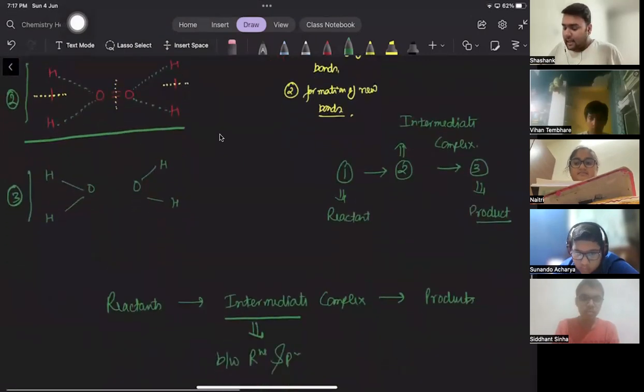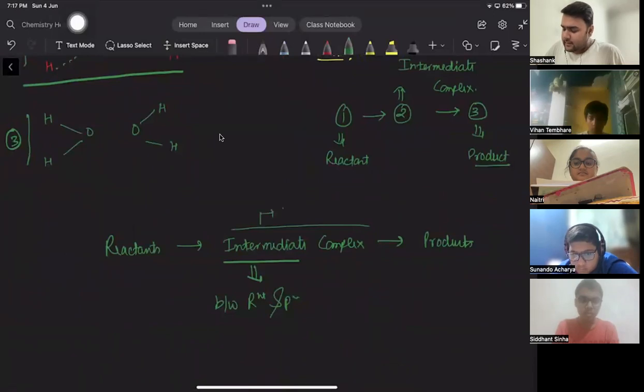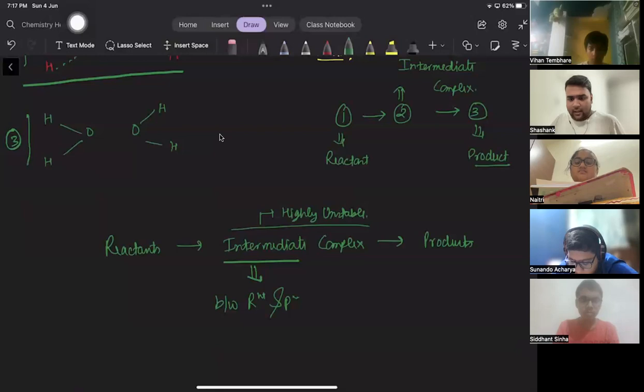Clear? And this is highly unstable. This intermediate complex is highly unstable and you can never extract it and say, okay, I have a sample of intermediate complex. No, you can never have that. Either you'll have a reactant or you'll have a product. You will never have intermediate complex. You cannot extract it out, right? And this is a state between reactant and product when the new bonds are not completely formed and the old bonds are not completely broken. It's somewhere in the middle stage.